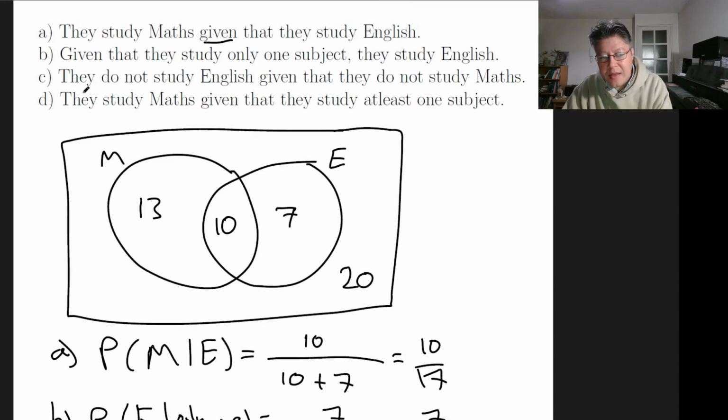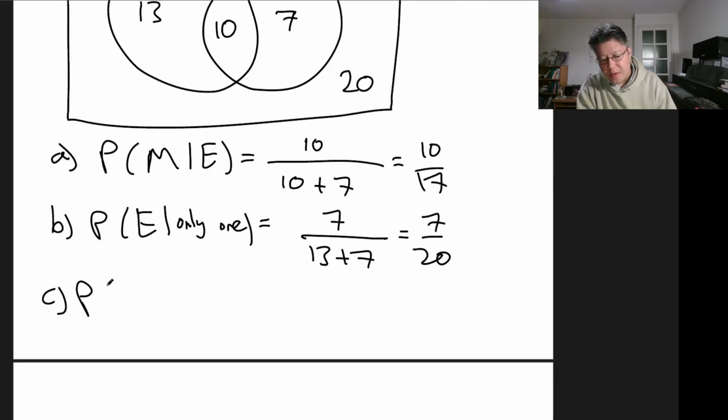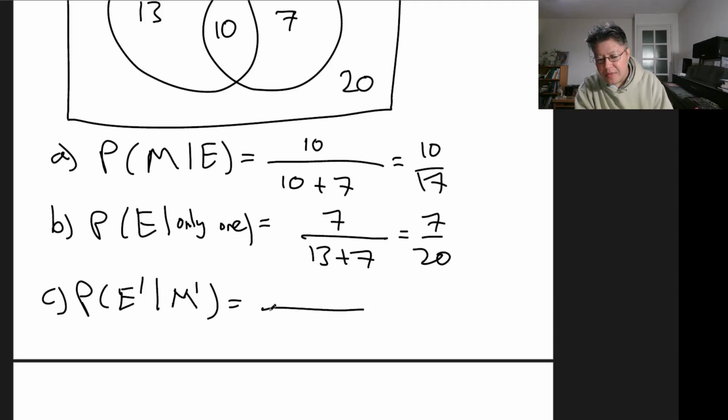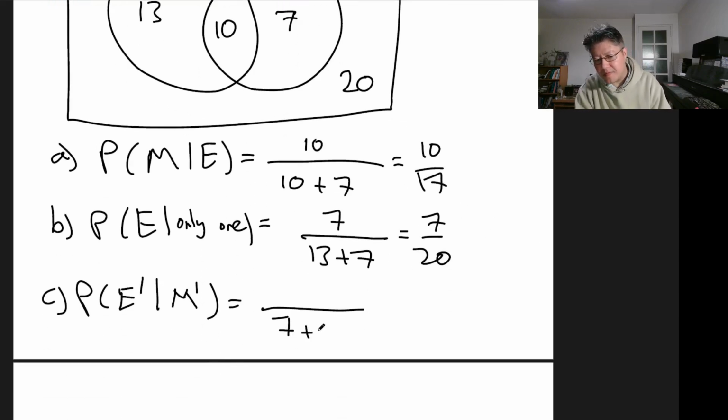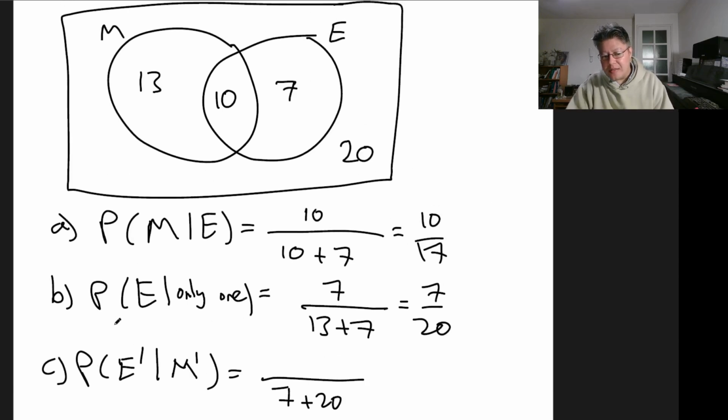And part C, they do not study English given that they do not study maths. And this dash symbol means that they do not. So we always do the given them bit first. So they do not study maths. So out of these four, the 7 and the 20 are not in maths. So that's 7 plus 20. And out of the 7 and the 20, we need to select the one that is not in English. So that's the 20. So that'll be 20 over 27.